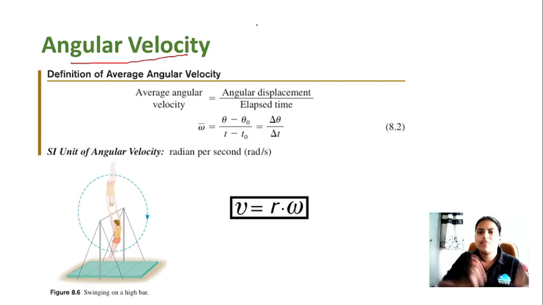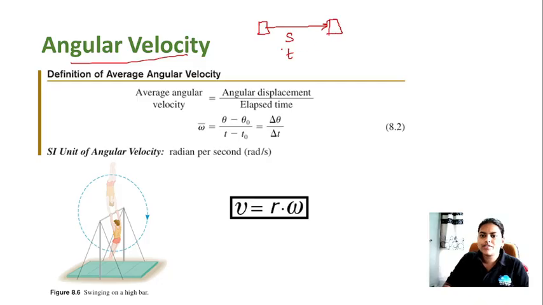Next is the angular velocity. Like in one-dimensional kinematics, when an object is moving and covering distance s in time t, the ratio, the change in distance upon change in time, gives the velocity. Similarly, in angular motion also, angular velocity is equal to the change in the displacement with the elapsed time. So d theta upon dt would give the omega.